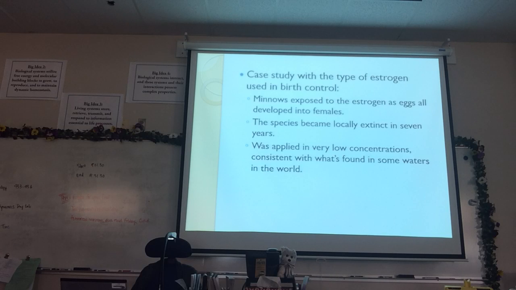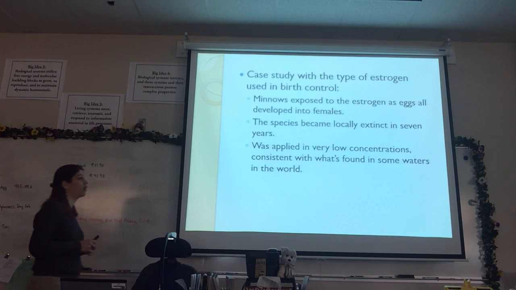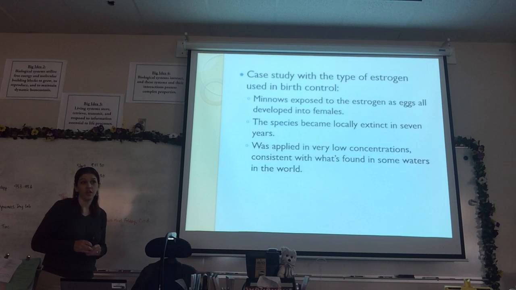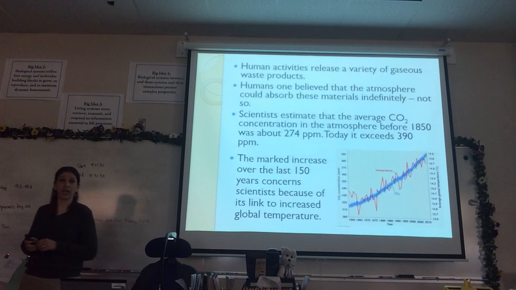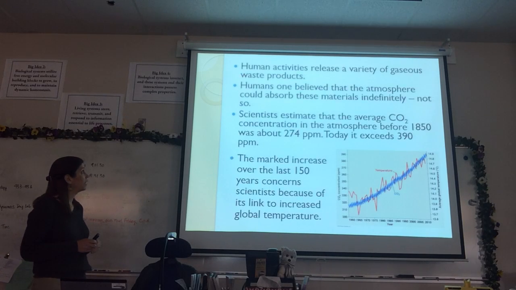So there was a case study with this particular kind of estrogen, this hormone. Minnows that were exposed to the estrogens as eggs all developed into females. But that's not going to work out, because now we have no boys, and if you have no boys, you have no baby fish. And in 7 years, that species became locally extinct. 7 years. This was done at very low concentrations that were consistent with what's found in some waters in the world. So we know that stuff gets into our water and does not get back out, okay? And then our ecosystems are impacted by this.